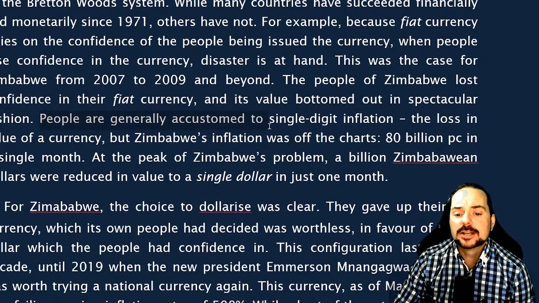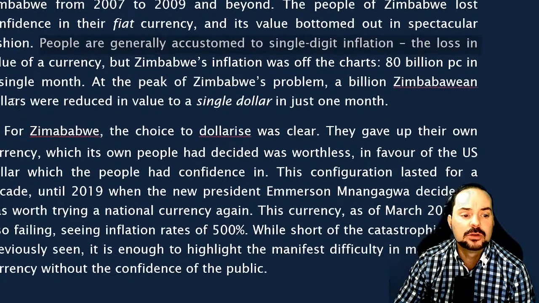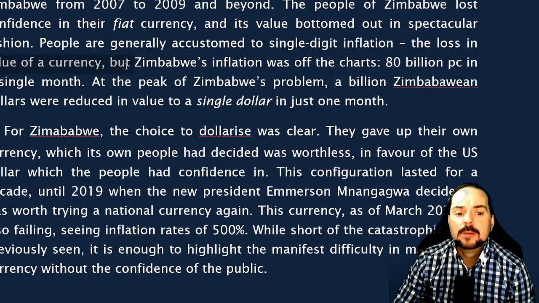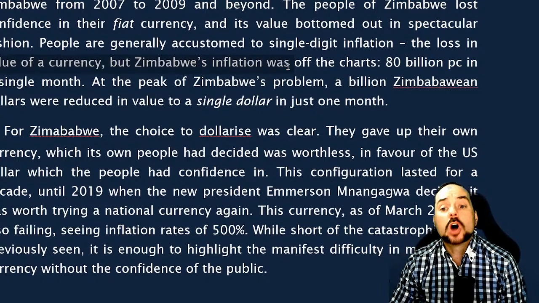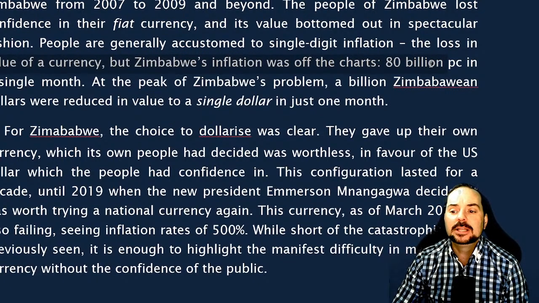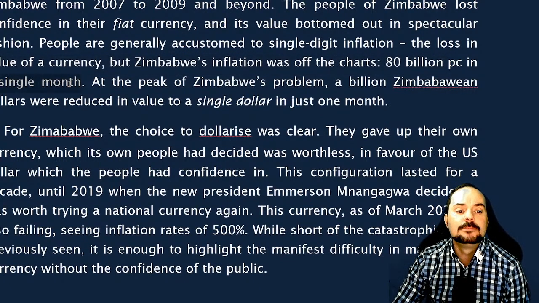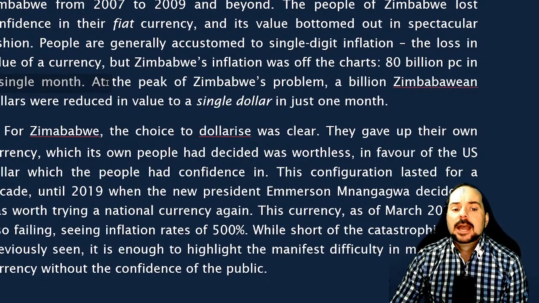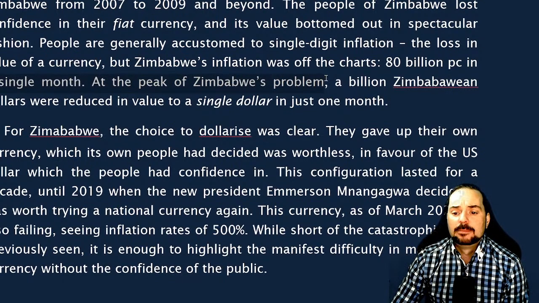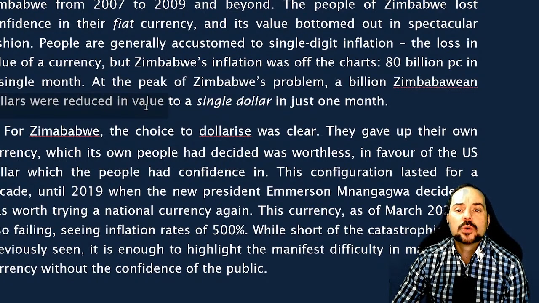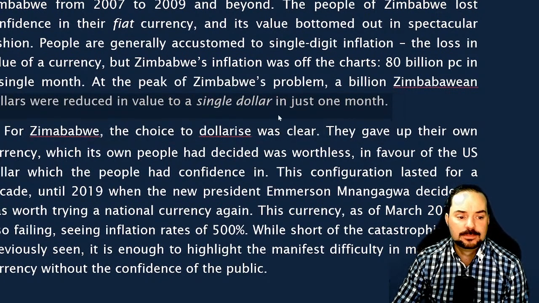People are generally accustomed to single-digit inflation, the loss in value of a currency. But Zimbabwe's inflation was off the charts, 80 billion percent in a single month. At the peak of Zimbabwe's problem, 1 billion Zimbabwean dollars were reduced in value to a single dollar in just 1 month.